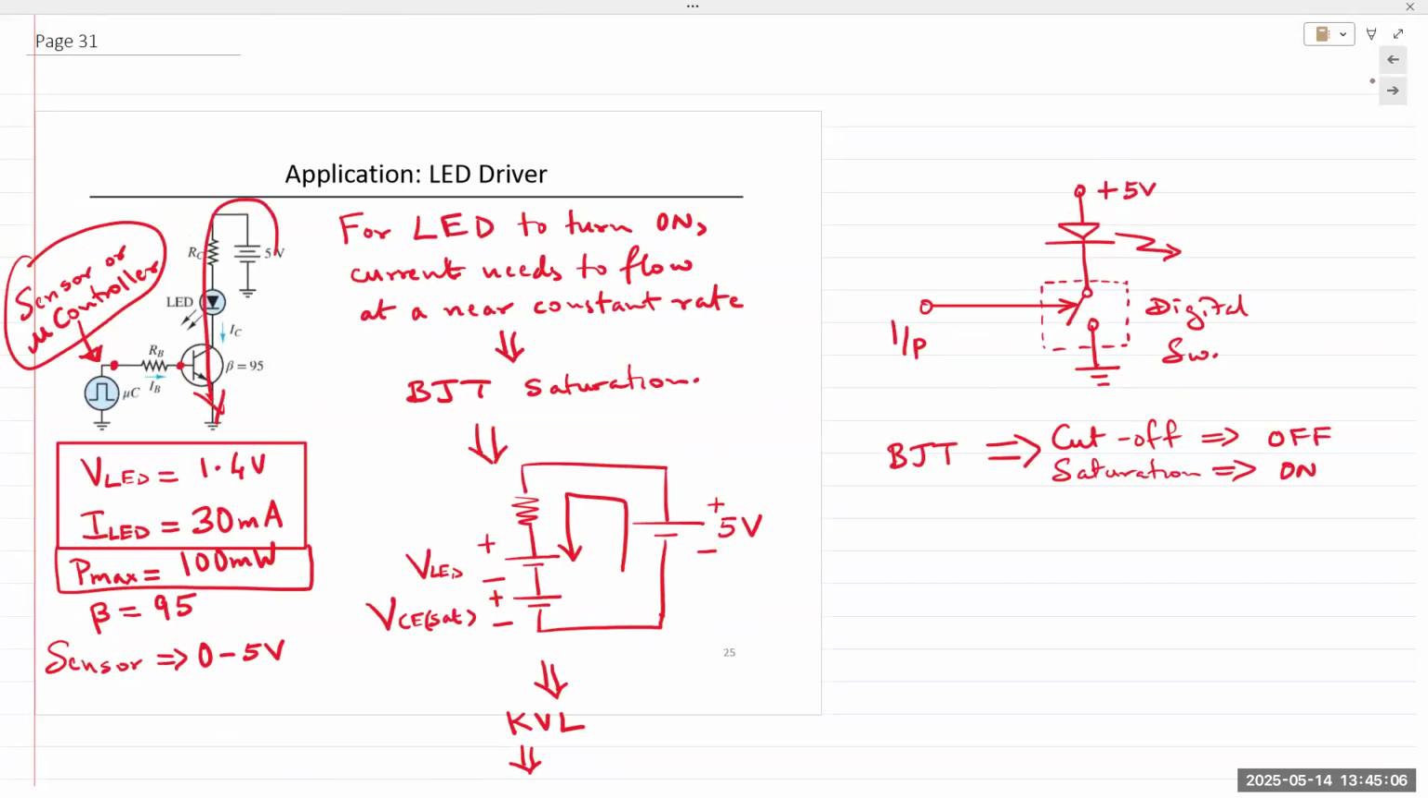When the sensor signal drops from 5 volts to 0 volts, there is no more base current. If there is no more base current, the base-emitter junction is off, the transistor is cut off. There is no pathway for the LED, so the LED is completely cut off.